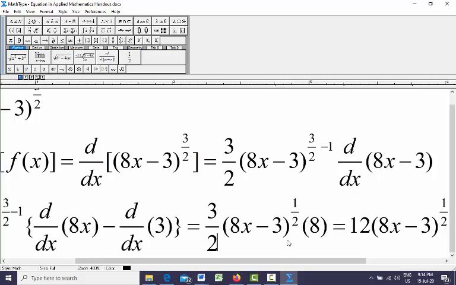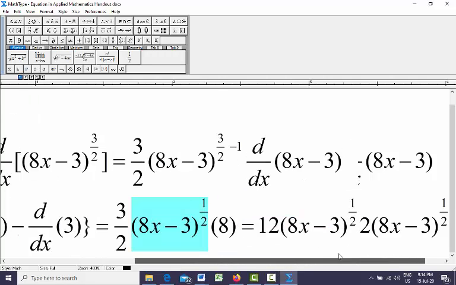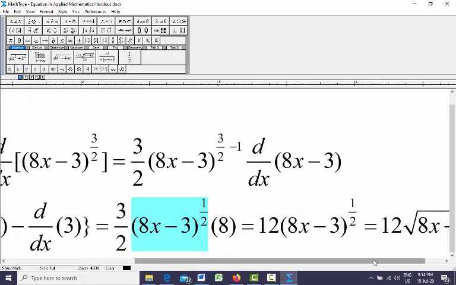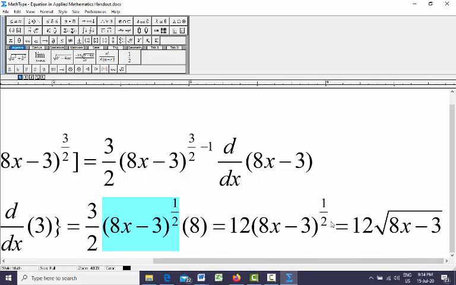And then 12 multiplied by 8x minus 3 power half. So this one, you can keep the answer up to this. You can keep it like that. This is the final answer.